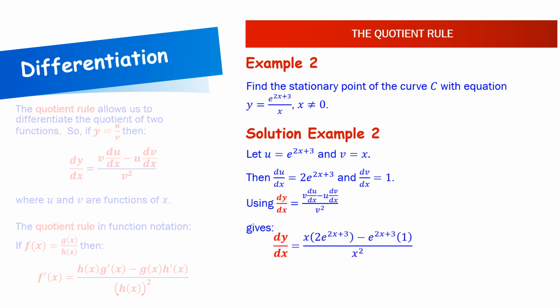So we have dy dx equals v, which is x, times du dx, which is 2e to the power 2x plus 3, minus u, which is e to the power 2x plus 3, times dv dx, which is 1, all over v squared, which is x squared. And tidying up and factorising gives us e to the power 2x plus 3 times 2x minus 1 all over x squared.